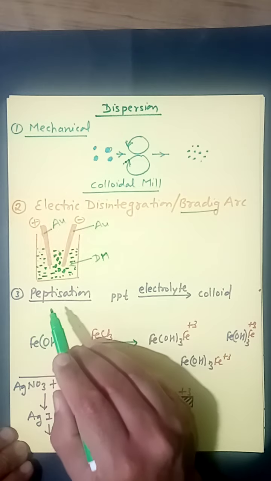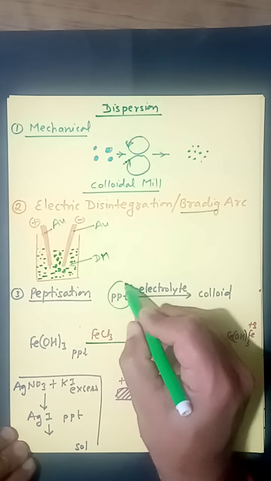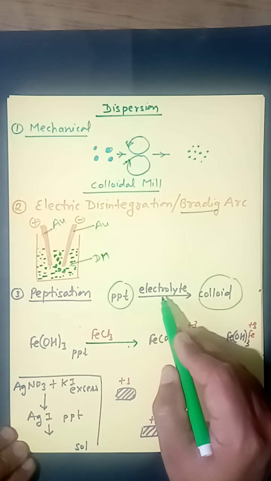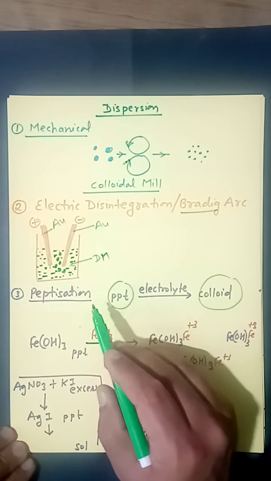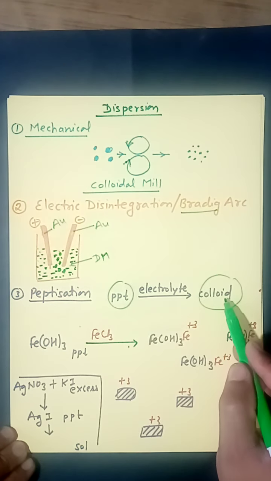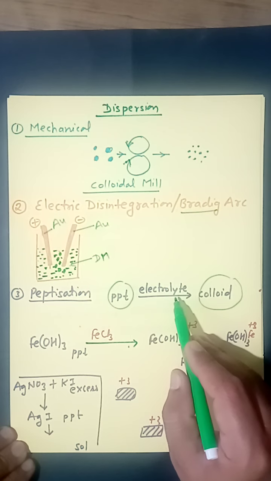Third, very important, is peptization. In peptization, a precipitate is converted into a colloid by shaking with a small amount of electrolyte. I repeat, this is the most important method. You can be asked to define peptization. It is the conversion of a precipitate into a colloid by shaking the precipitate with a small amount of electrolyte.